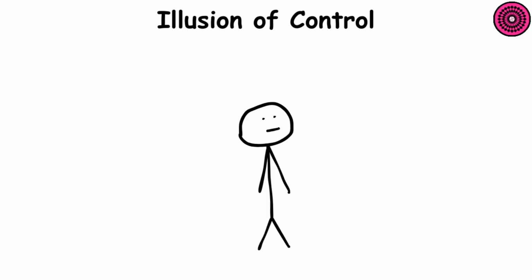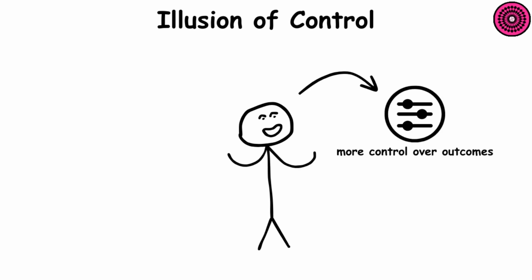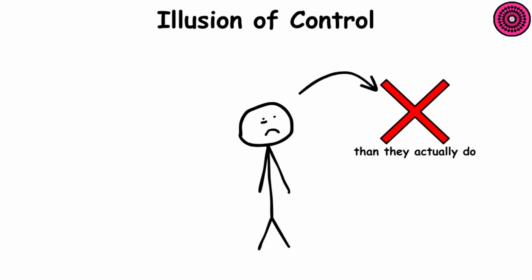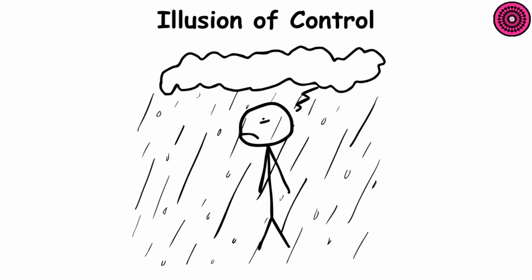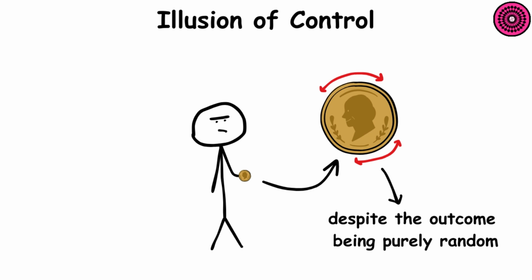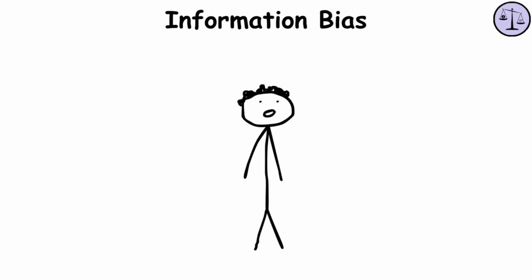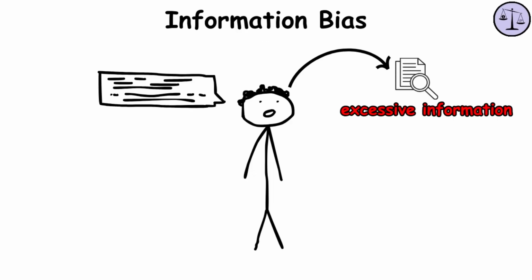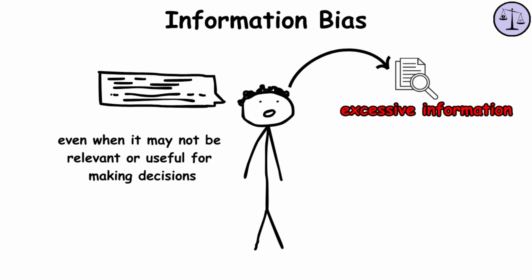Illusion of control. The illusion of control is a cognitive trap where individuals believe they have more control over outcomes than they actually do. Even in situations where their actions have little to no influence on the result, people may still perceive a sense of control. Someone might believe they can influence a coin toss by how they flip the coin, despite the outcome being purely random.